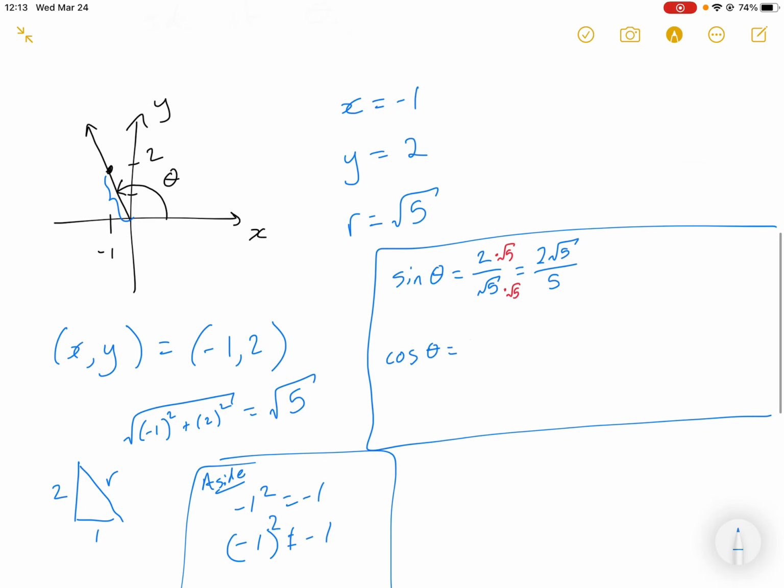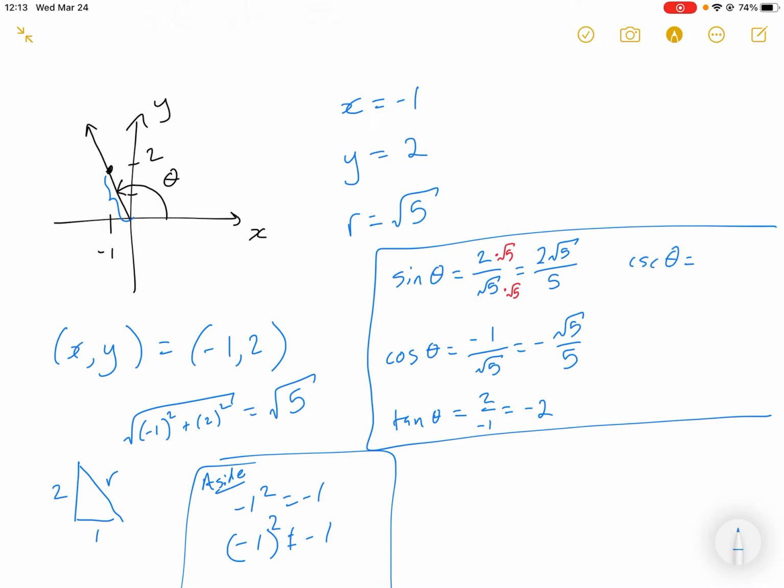For cosine, we're going to get -1 over the square root of 5, which is just -√5 over 5. And then for tangent, I need y over x, so 2 over -1, which just gives me -2.